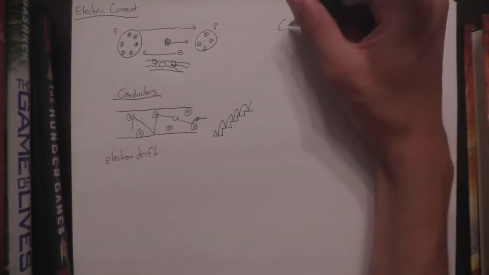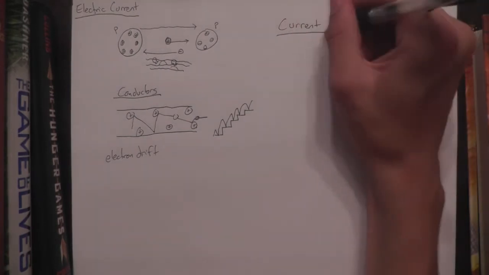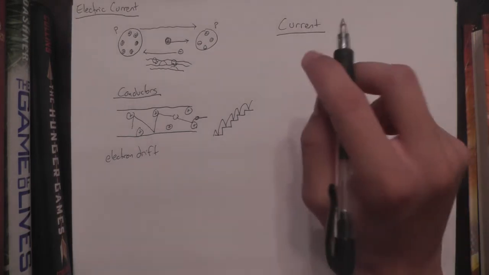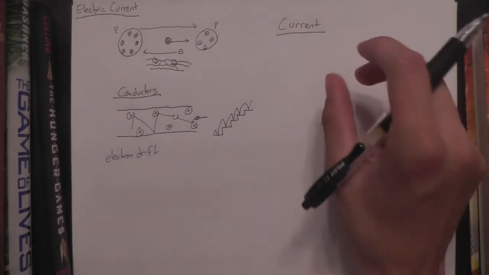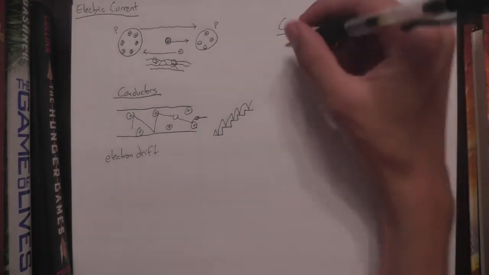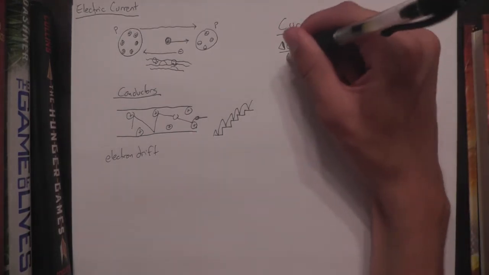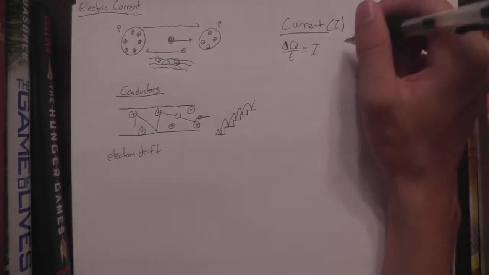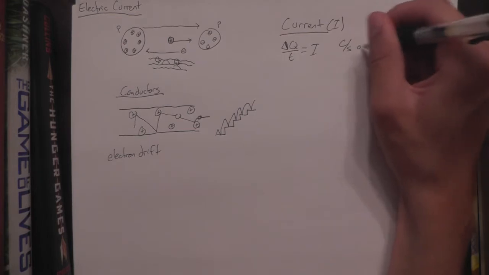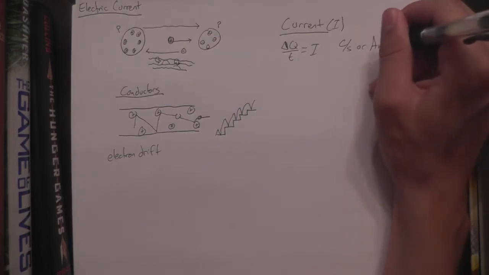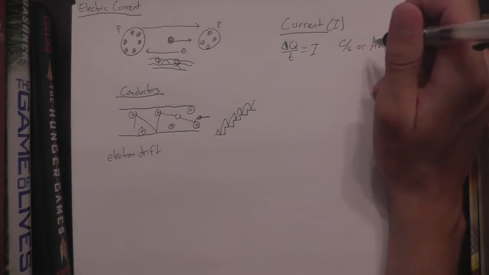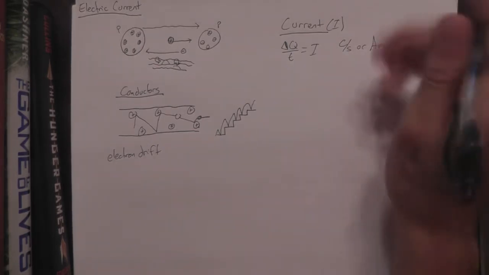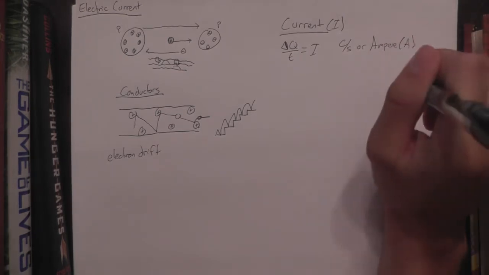So now we can define current. What is current? Well, current is the rate of the flow of the charges. It's the change of charge over time. So the change of Q over T equals I, which is the variable we use for current. And current is measured in coulombs per second, of course, or amperes, named after the famous chemist Ampere, who I don't particularly remember what they did, but I'm sure they're famous for something. And amperes are represented by A's.